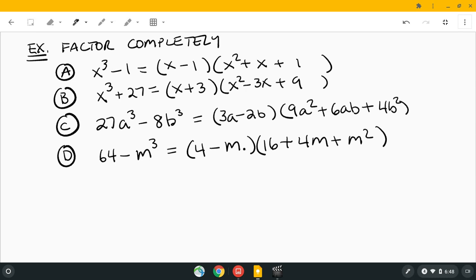Okay, and let's do one more. Okay, I'm going to have you guys try it. So try this one. 125 plus 27c cubed. Okay. All right, so go ahead and hit the pause button.